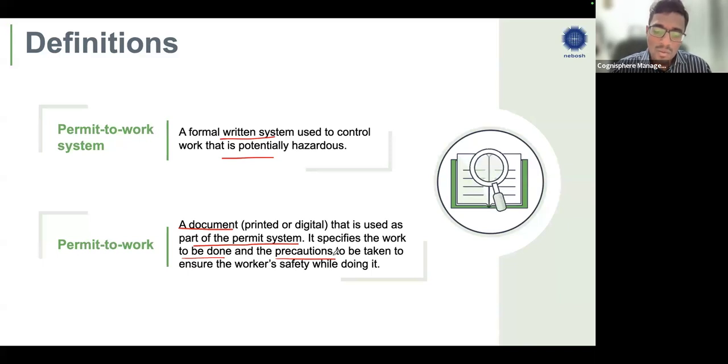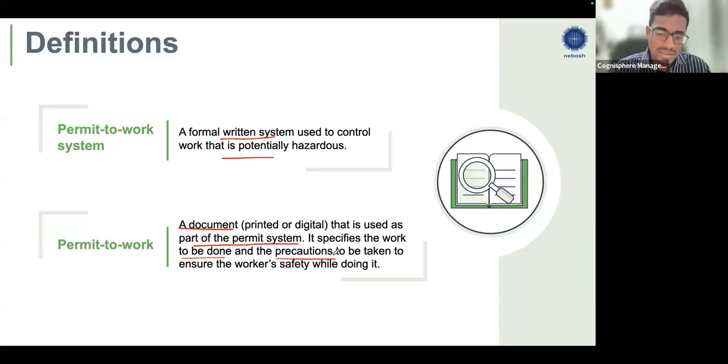Now, when would a permit be appropriate? If I am issuing a permit for every task or for routine tasks, then people will not understand the importance of the permit. If it is a routine task or a low risk task, then people will not recognize the importance of the permit.